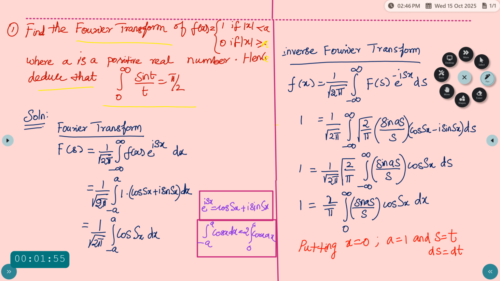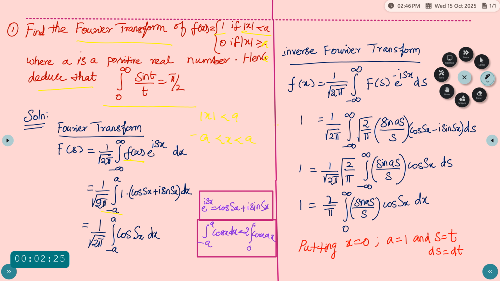What is the formula for Fourier transform? F(s) equal to 1 by root 2 pi integral minus infinity to plus infinity f(x) e power isx dx. Now substitute the value of f(x). What is f(x) given in our problem? 1 for modulus x less than a. Modulus x less than a means minus a less than x less than plus a. So we take the integral from minus a to plus a, and in place of f(x) we replace it by 1.